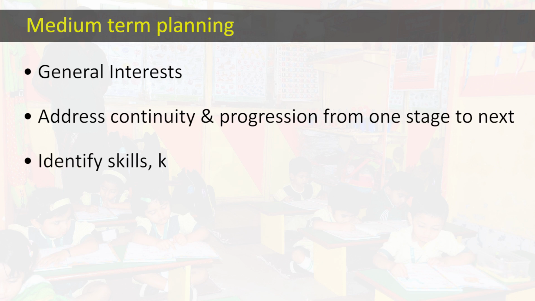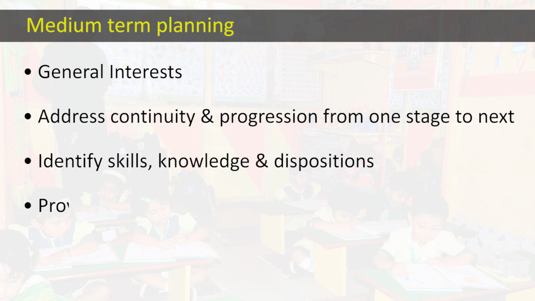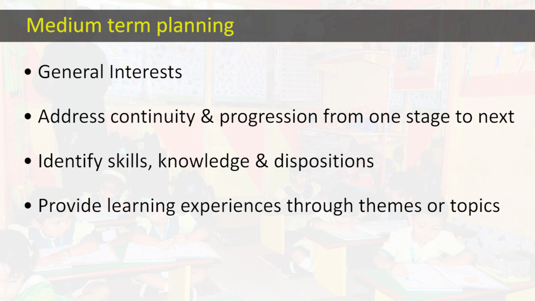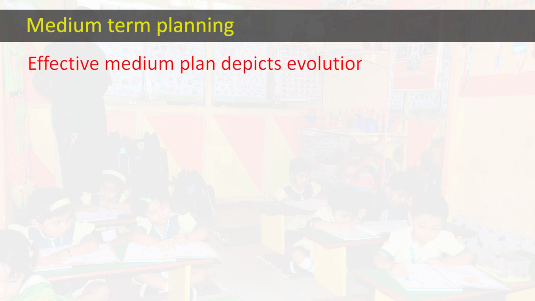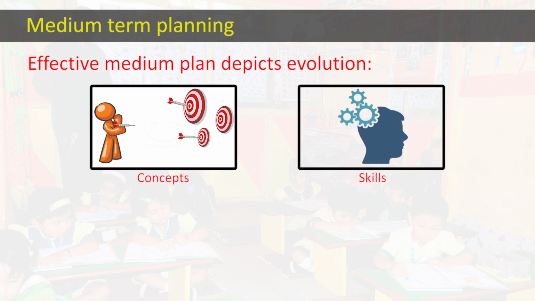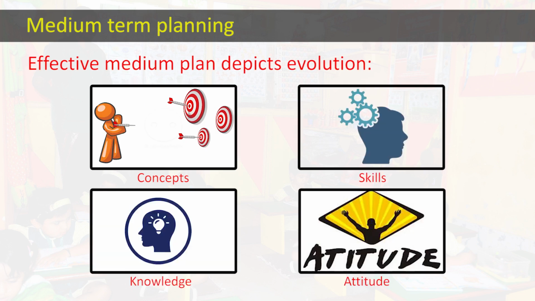It needs to identify skills, knowledge and dispositions to which the children will be introduced over a specific period of time. In this aspect of planning, the curriculum may be comprehended as most efficiently planned by relating the different areas of learning through themes or topics. The most effective medium-term plan depicts the evolution of concepts, skills, knowledge and attitudes in each area of development.